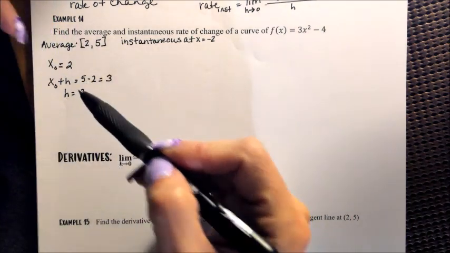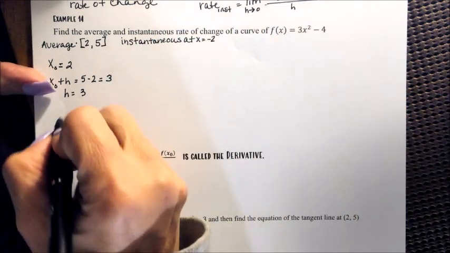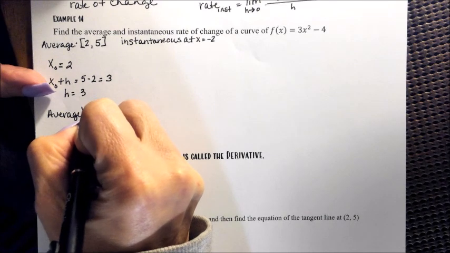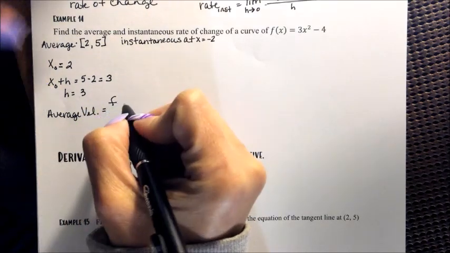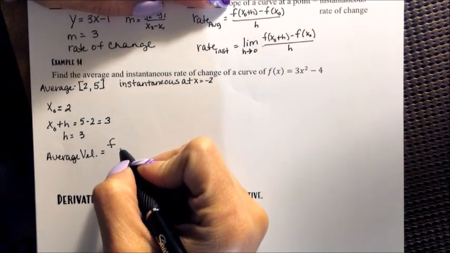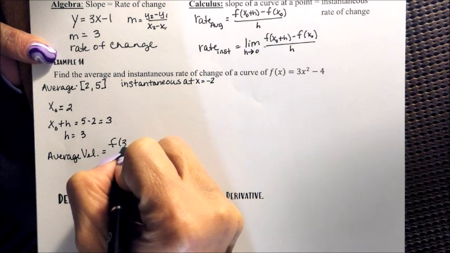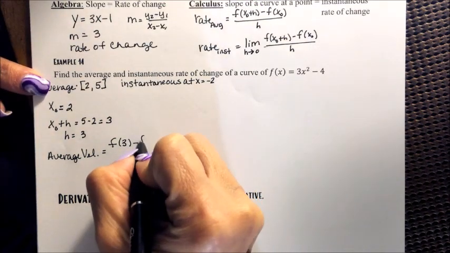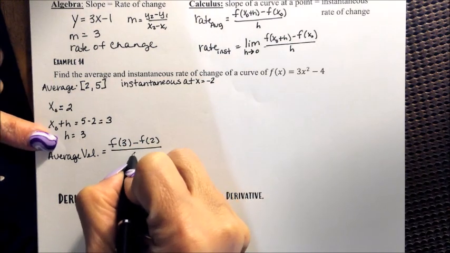So here's the information I need. Now let's go up and let's do the average rate of change. Average velocity will be f of x plus h, which is f of 3, minus f of x naught, which is f of 2, sorry, all over h, which in this case is 3.